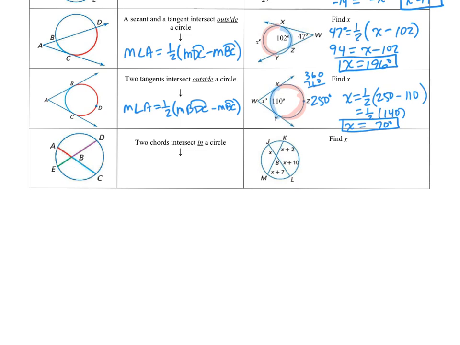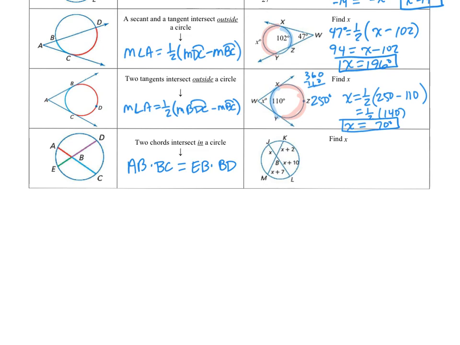Then the product of the pieces of that first chord will be equal to the product of the pieces of the other chord. So that would be EB times BD. Okay, so this segment times this segment, that product will be equal to this segment times this segment. So let's use this theorem then to find x in this example.